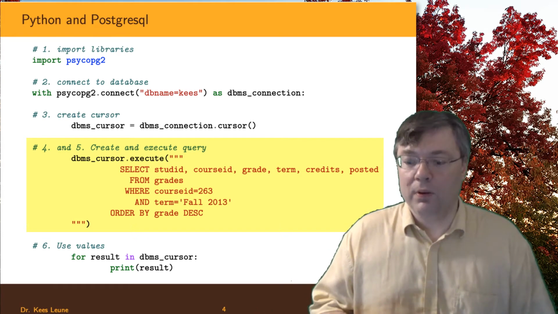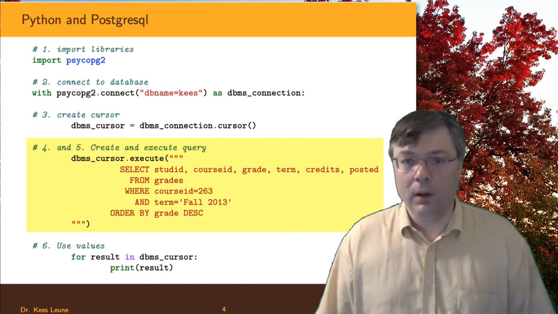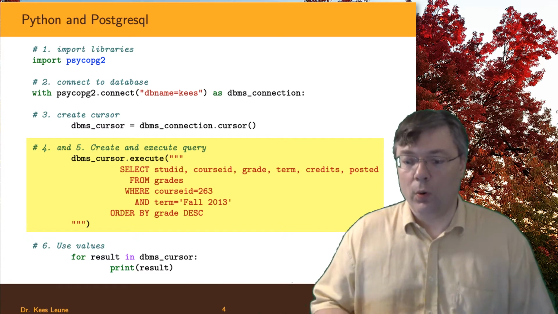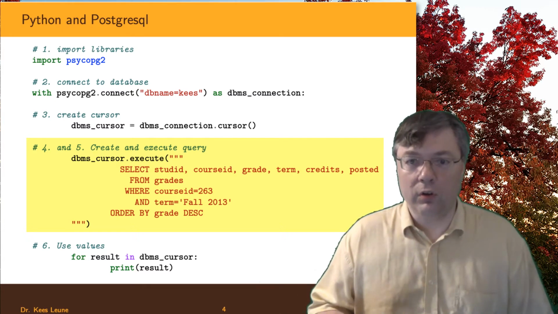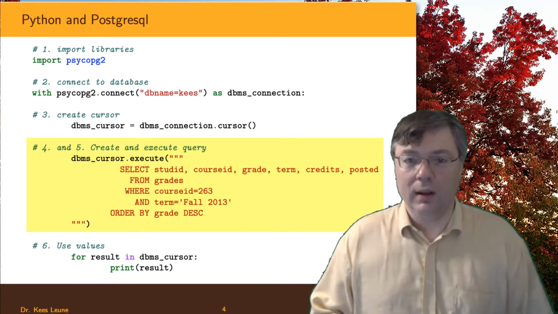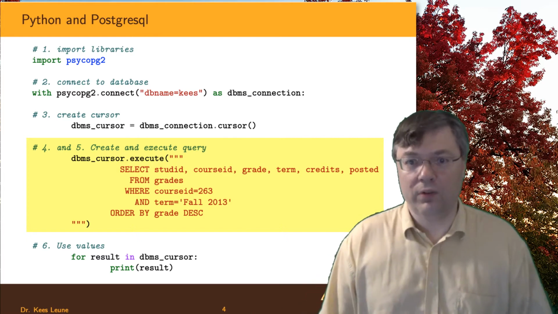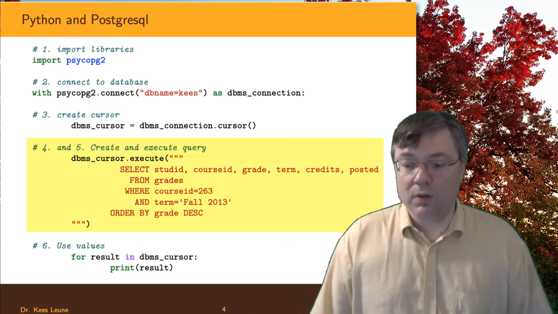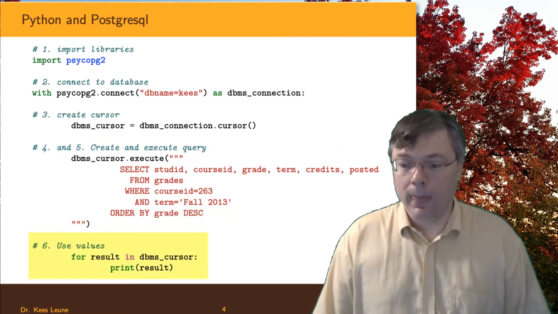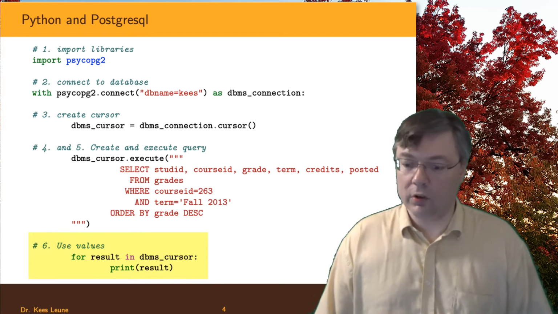Also, by specifying the columns here, the order in which I present them is the order in which the results will be returned to me. So my first result in each row will be the student ID. The last result in each row will be the posted field, which is the date on which the grade was posted. And each result should return six fields, which I can then iterate over in step 6, where we're actually going to use them.